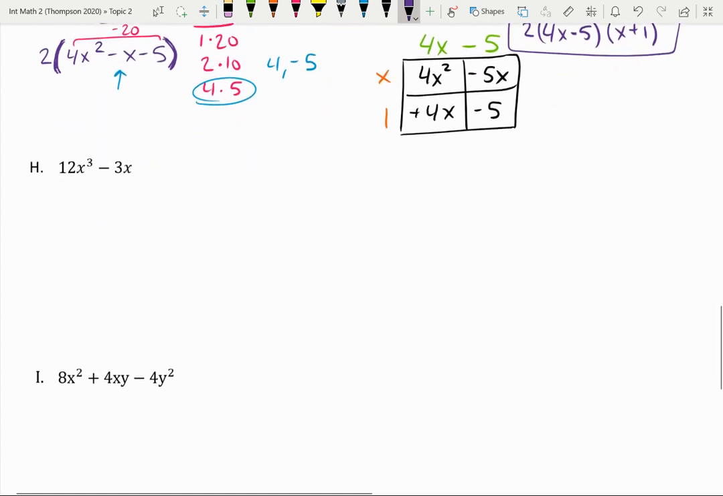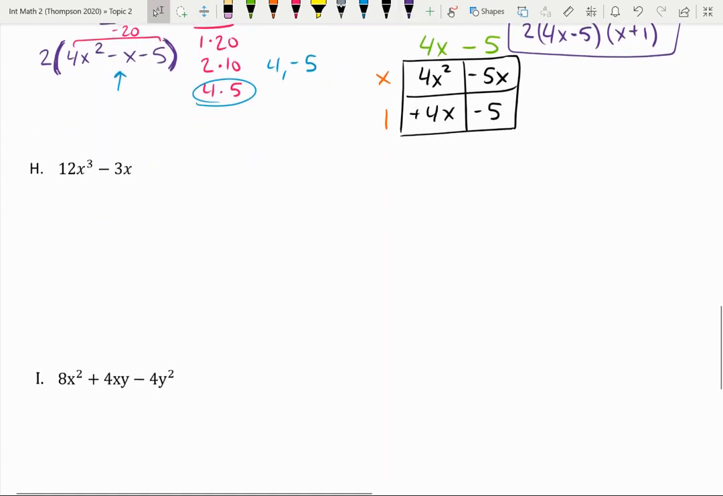All right, 2 more to go and we'll wrap it up. 12x cubed minus 3x. If you want to give this a try on your own, you're welcome to. This one's a little bit of a special case. So the GCF, let's see, what can I take out of 12 and 3? A 3, and x cubed and x, I could take out an x. What that leaves me with is 4x squared minus 1.